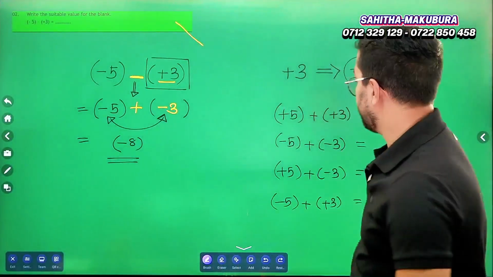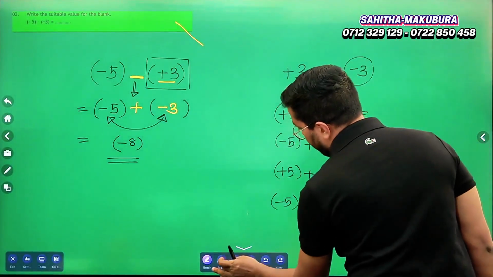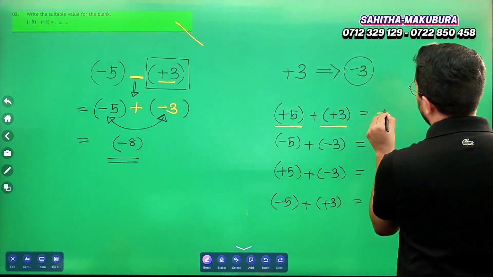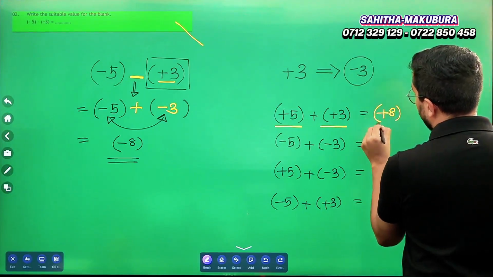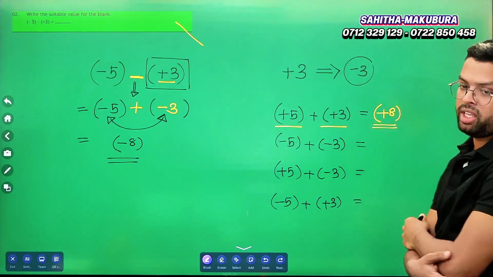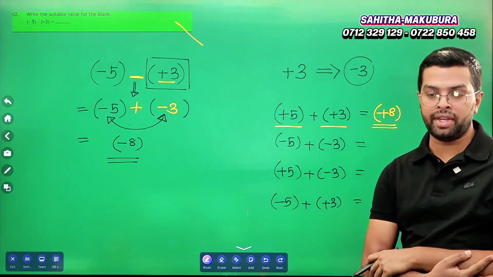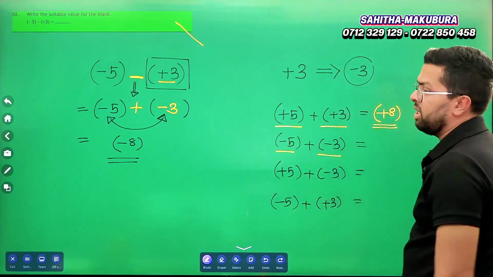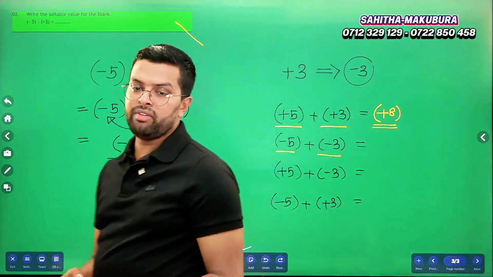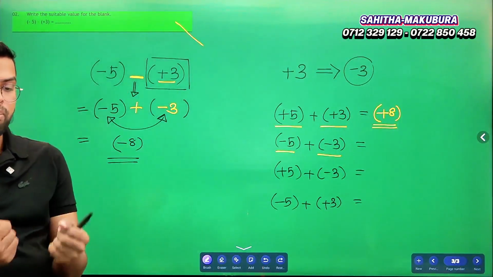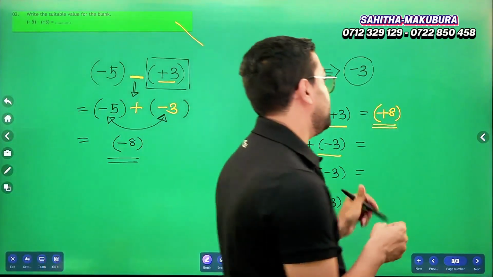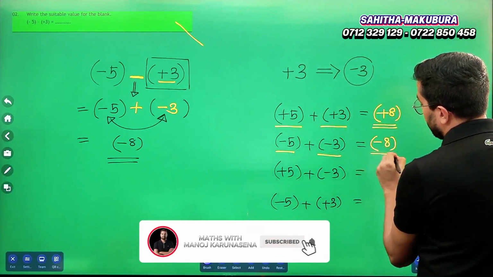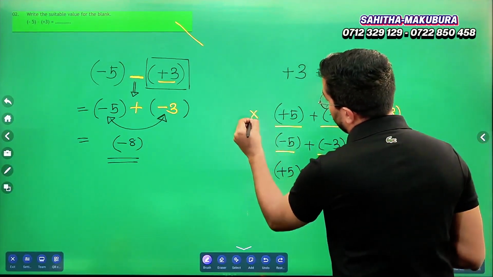The first question, positive 5 plus positive 3, the answer is positive 8. What happens when you add a negative number to a negative number? Negative 5 plus negative 3 will be a negative answer. The answer is negative 8. So these are the question patterns.